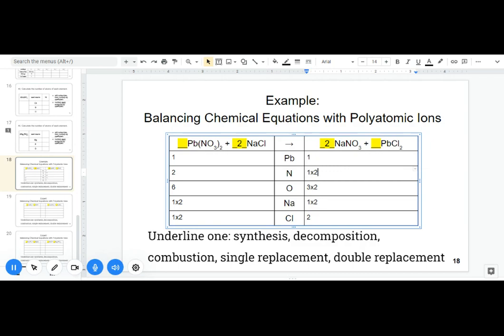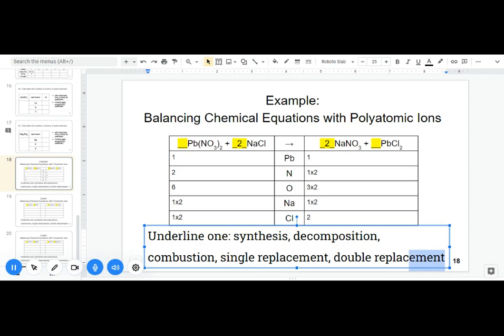The type of reaction that you see here has a compound plus a compound yields a compound plus a compound. So that would be double replacement, which is where one portion of the compound is replacing one portion of the other compound. In this case, the lead and the sodium are going to trade places. So at the end, you have sodium nitrate and lead chloride.